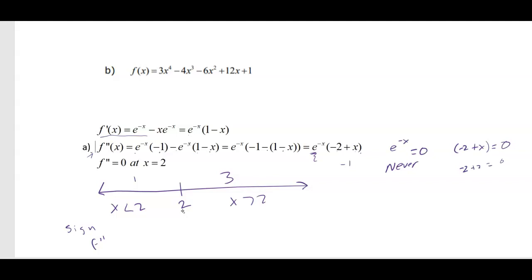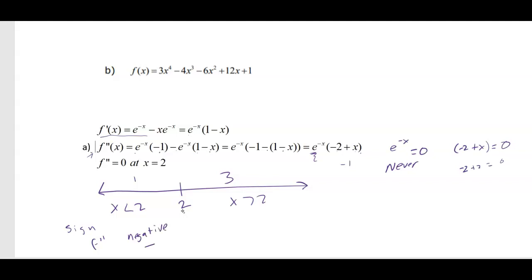And a positive exponential base raised to a power is never negative, and it's never 0. It might get very close, but it's never 0. So what I see here is when I plug a 1 in, I get a negative second derivative.